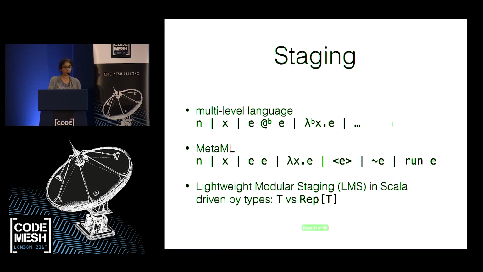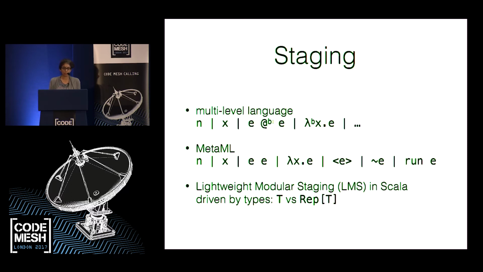And just to elaborate a bit on staging, there are multiple ways to realize this. One is this multi-level language where you explicitly annotate, say, your application or your lambda with a level. And this level would indicate, for example, static and dynamic. Static would mean during code generation time, and dynamic would mean generate code for later.